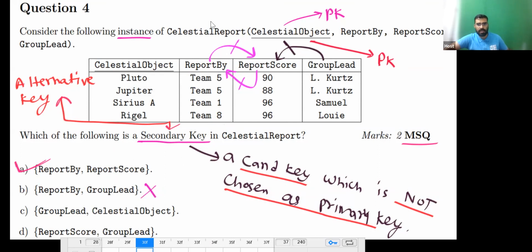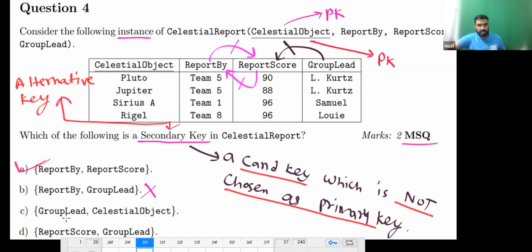Yes or no? Because their combination, like team 5 cards. Here you can notice in these two tuples, team 5 cards, team 5 cards, still they cannot determine this. So definitely this is also not a candidate key.